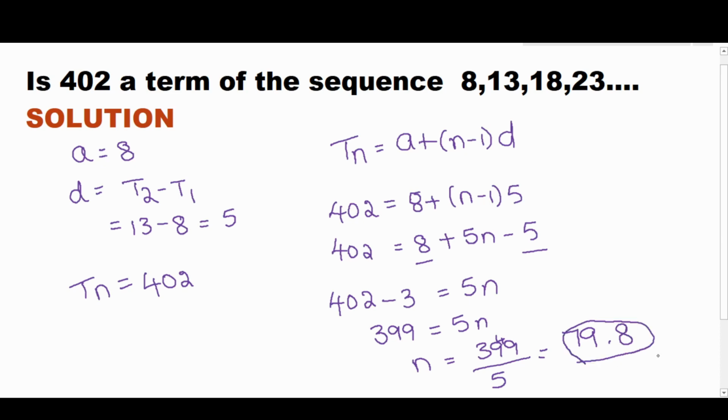79.8. Since it's not a whole number, it's a decimal number, therefore I can conclude 402 does not belong to the given sequence. If my answer for n was a whole number, then I would have concluded, yes, this number belongs to this sequence. We are landing up with a decimal number, therefore we conclude 402 doesn't belong to this given sequence.